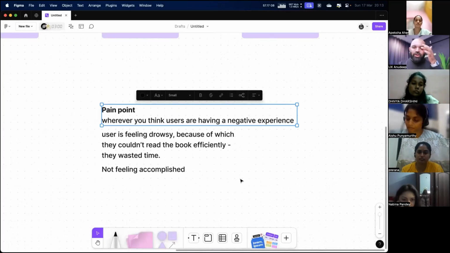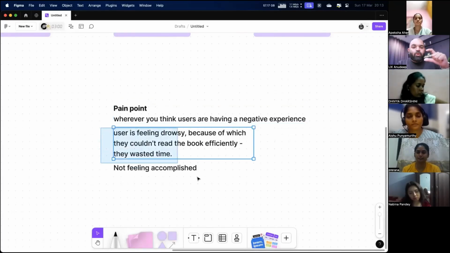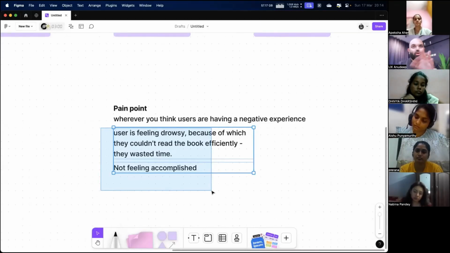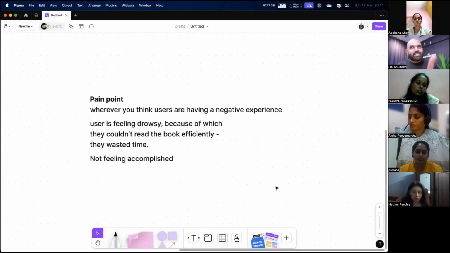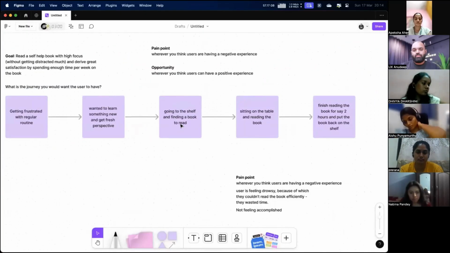Correct? So if you observe what you are doing here in a pain point, all you're doing is you're stating the negative side of the experience. That's it. You are not telling what to do to solve for this. You are not writing what will make the person not feel drowsy. You are not writing what will make the person read the book more efficiently. You're not doing that. All you're doing is stating what is the negative experience over here. That's why we're calling it a pain point. Now, this is independent of a solution. Beautiful.